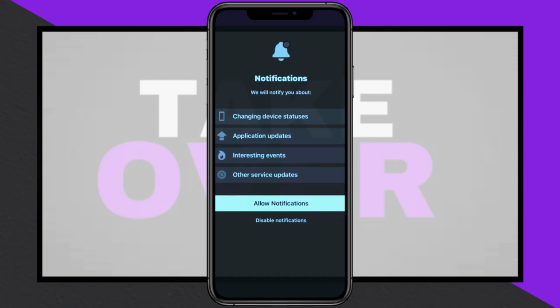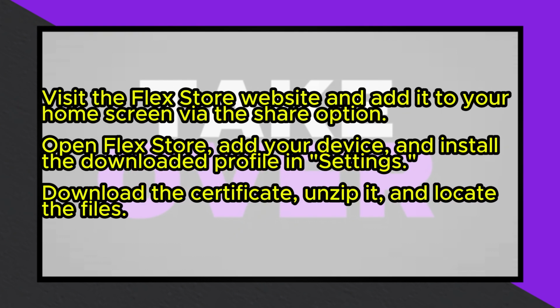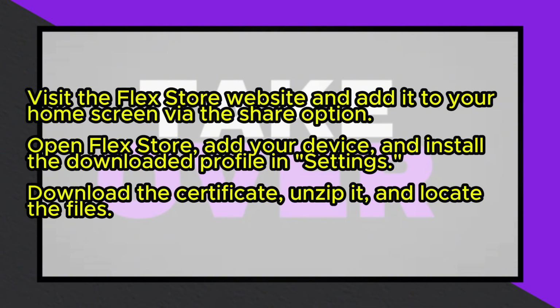Open Flex Store, navigate to Device, and tap Add Device. Allow the profile download, then open Settings, locate the downloaded profile, and install it. Once the profile is installed, your device will be successfully linked.